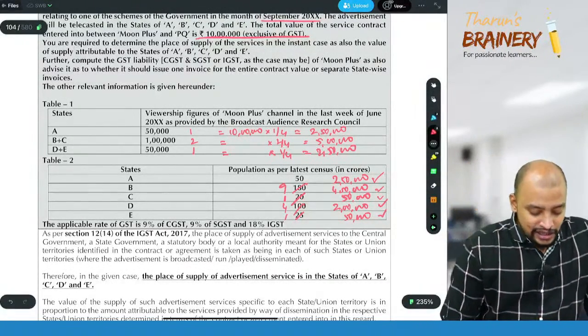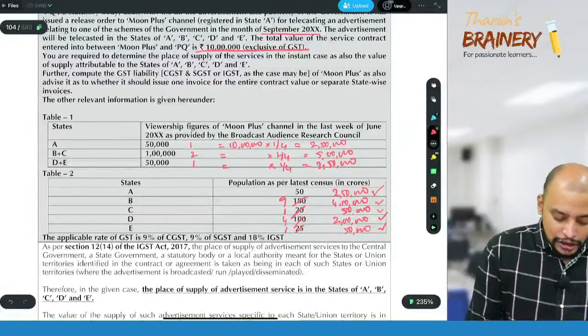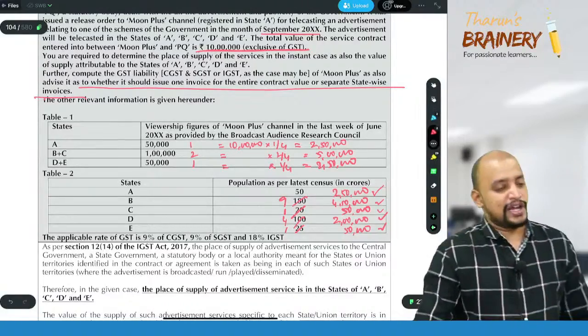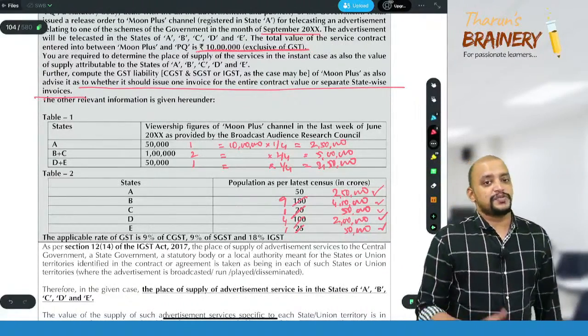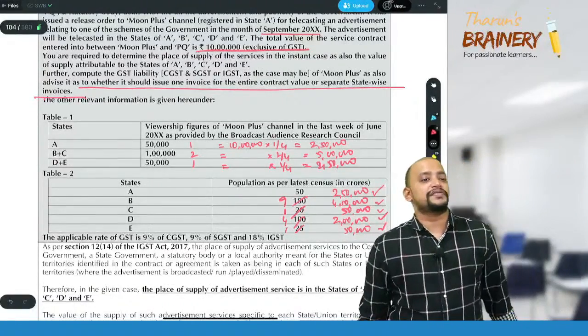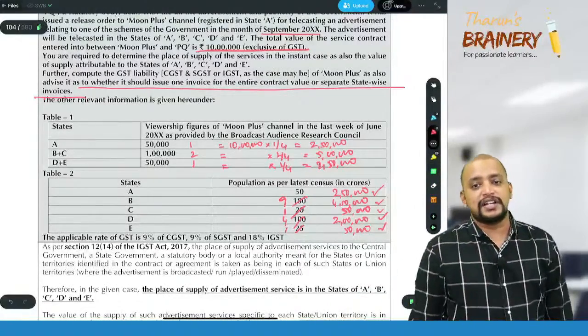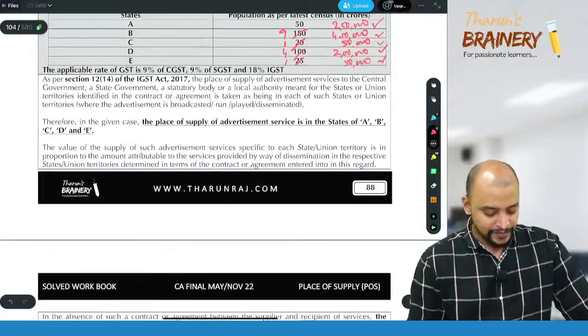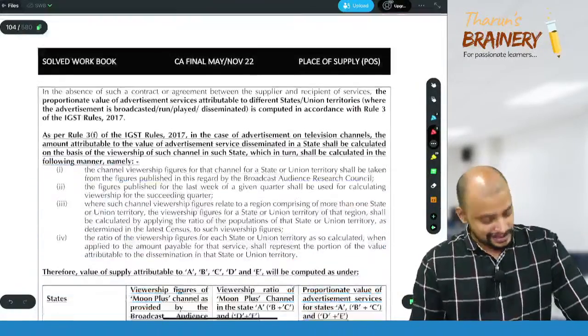And now there is another question. Also advise us whether it is required to issue single invoice or separate invoices. So separate invoices, because when there is more than one place of supply, you cannot give it in a single invoice. So we need to give separate invoices for this purpose. We studied that.